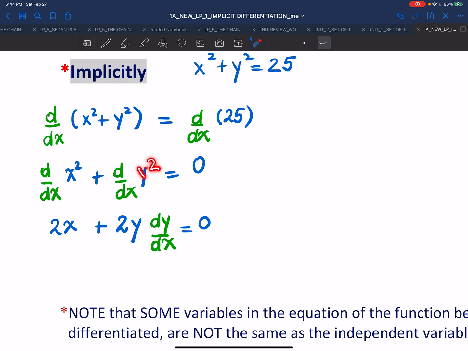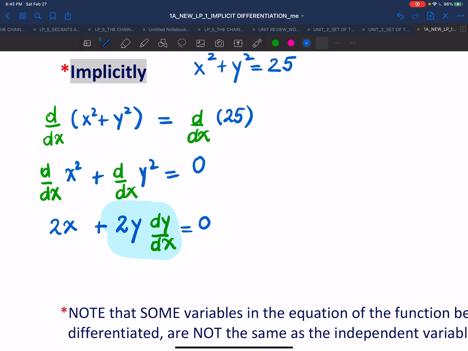So there is a chain where we have an outside function. The outside function will be something squared, and the inside function, y, is a function that hasn't been defined yet, but we imply that it is dependent on x in some ways. So remember that our job is to determine dy/dx, which means that we have to isolate dy/dx. Now, dy/dx is connected with the factor 2y, so they are one term here.